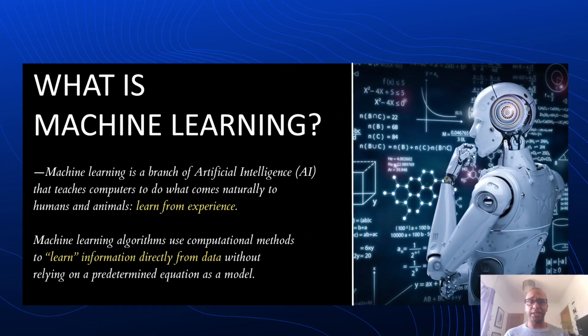So, what is machine learning? Machine learning is a branch of artificial intelligence, often referred to as AI, that teaches computers to do what comes naturally to humans and animals, and that is to learn from experience. Machine learning algorithms use computational methods to learn information directly from data without relying on a predetermined equation as a model. So some of our key takeaways from this slide is that what we're looking to achieve utilizing machine learning is to enable the computer to learn from experience and also to learn information directly from data.